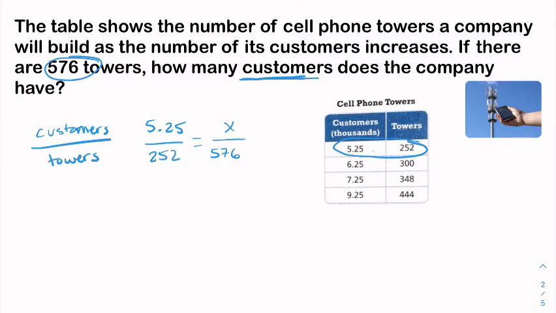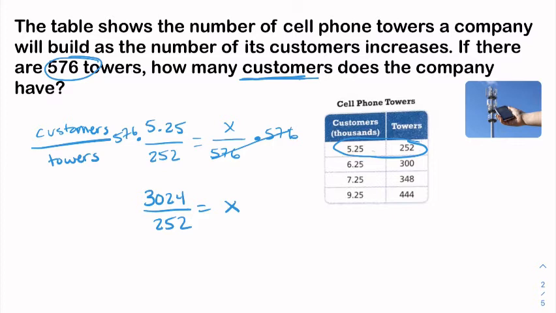I see that x is being divided by 576, so I'm going to perform the inverse operation. I'm going to multiply by 576, and whatever I do to one side, I have to do to the other. So on my left, I have 576 times 5.25, which will give me 3,024. I'm still having that over 252. And on my right side, my 576's cancel out, and I'm left with x.